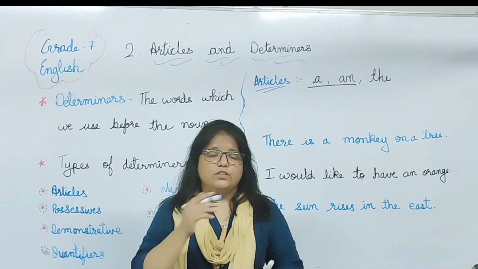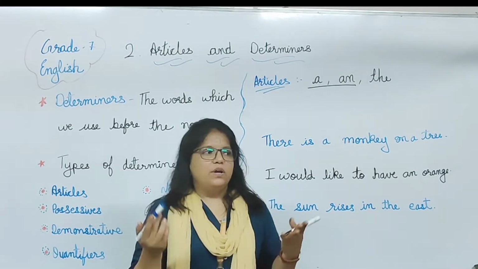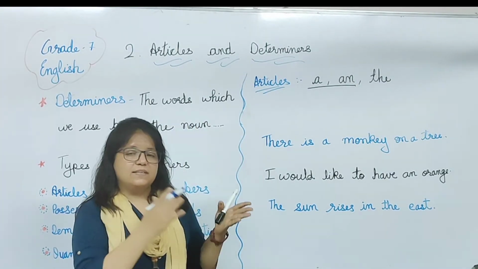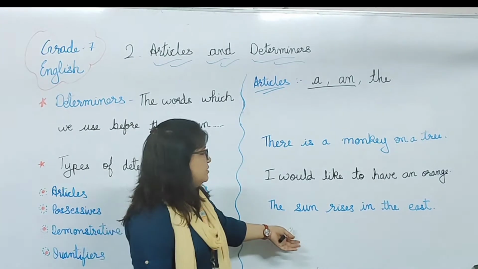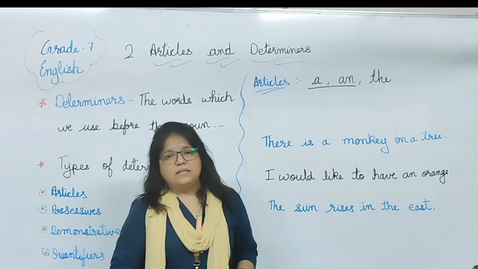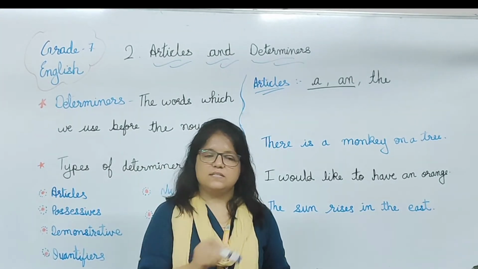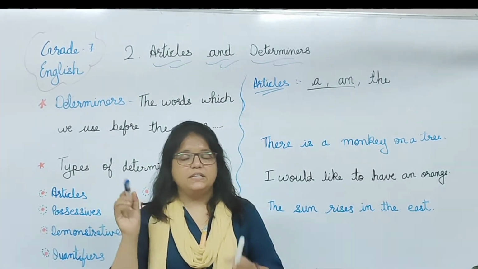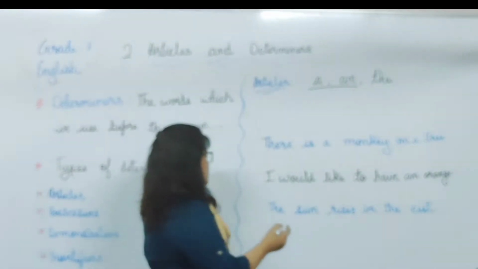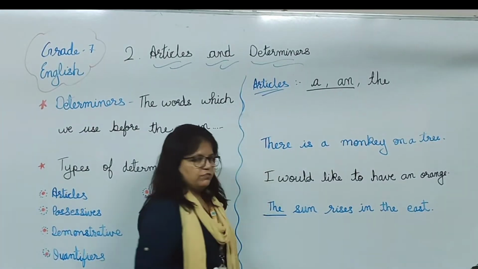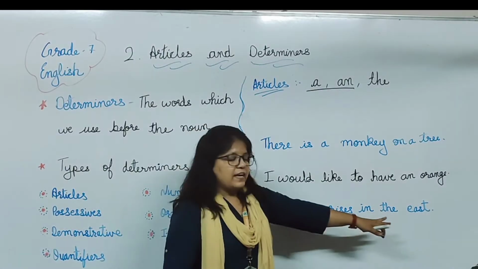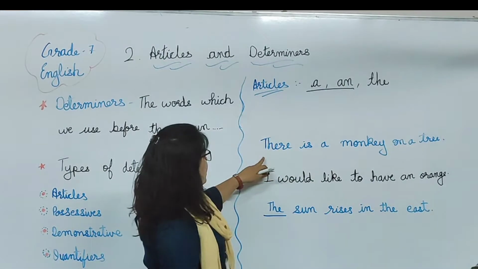We can use the for universal facts also, universal things, like the sun, the moon: the sun rises in the east. So that's why the is a definite article, because it is always used before definite nouns. So the here is one of the articles. The sun rises in the east.